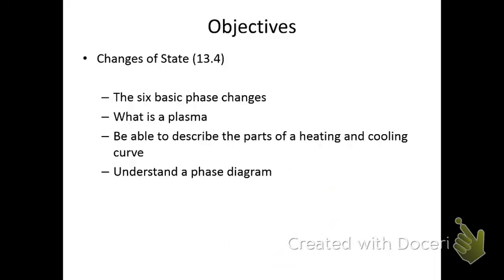So here are our objectives. This is basically section 13.4 of your textbook, and the four objectives we're going to be looking at are the 6 basic phase changes. I sort of neglected talking a little bit more about plasma, so we'll talk about plasma in a little bit more detail. And then the last 2 things, we're going to be able to describe the parts of a heating and cooling curve, and then finally understand a phase diagram.